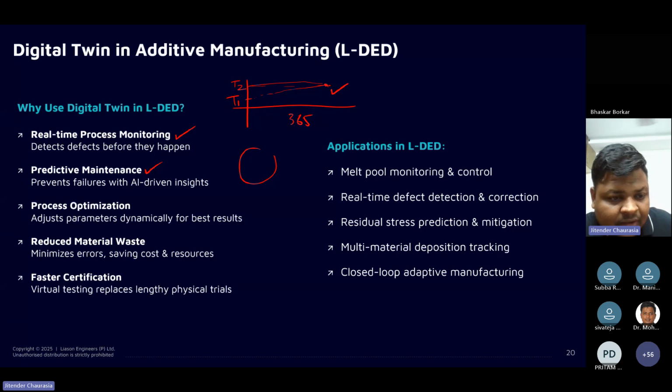So what happens with that? I'm actually reducing my waste. If I was not using that system, I would have got 8. Again, I have to machine it, I have to do some sort of post-processing.